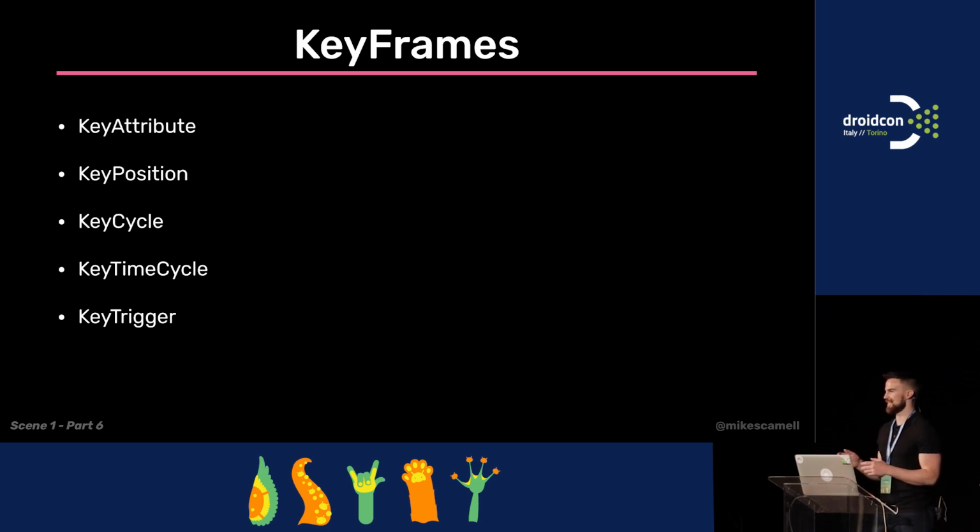Key attributes work on changing an attribute at a certain time. Think of changing the color of a button from white to red at, say, around frame 50. You can also set custom attributes on them, which we're going to see in a bit.